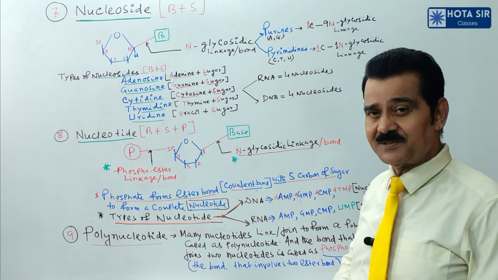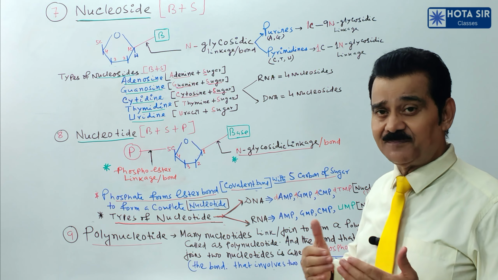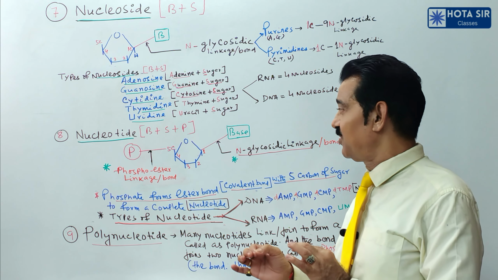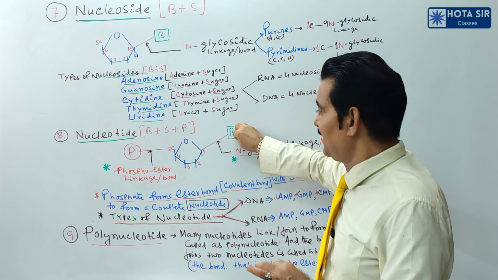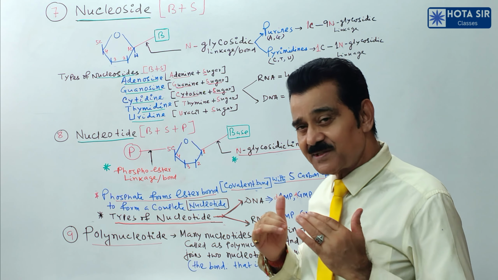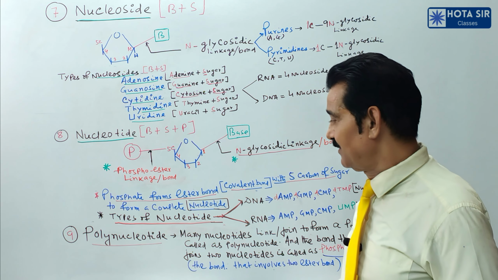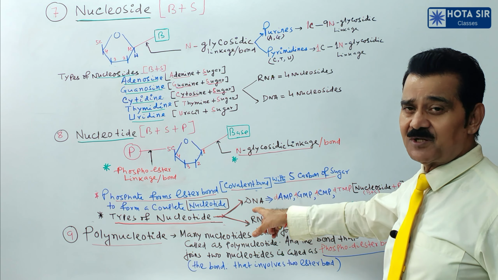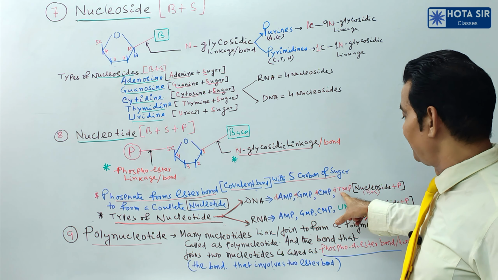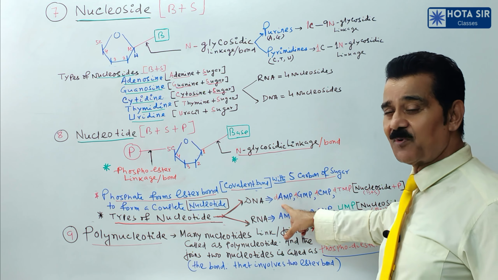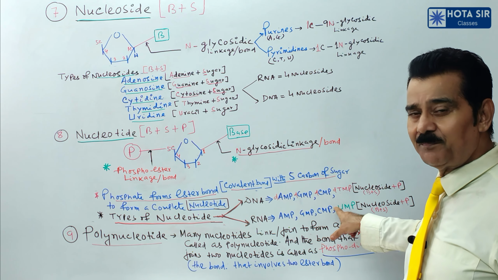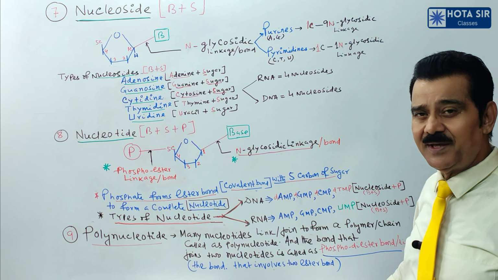Now types of nucleotides. Nucleotides are mainly nucleoside plus phosphate. This is nucleoside, sugar plus base. And when phosphate is attached, that is nucleotide. So nucleoside plus phosphate is called nucleotide. Now see the types of nucleotides. In DNA, the types of nucleotides are dAMP, dGMP, dCMP and dTMP. Clear? D stands for deoxyribose sugar. Similarly, in RNA, AMP, GMP, CMP, UMP will be there. So total nucleotides will be 8.